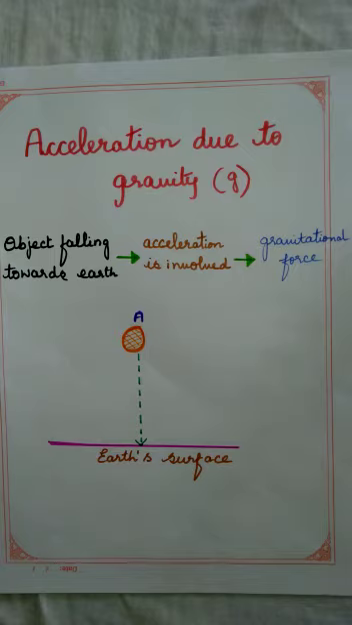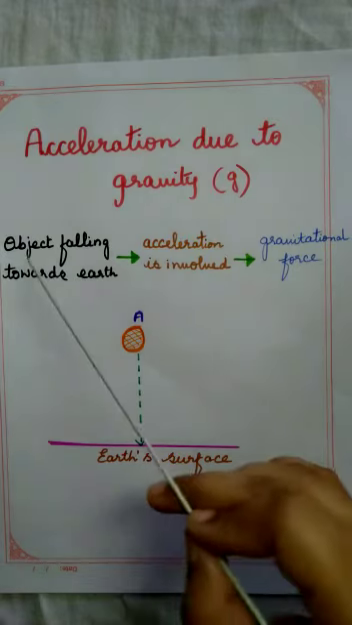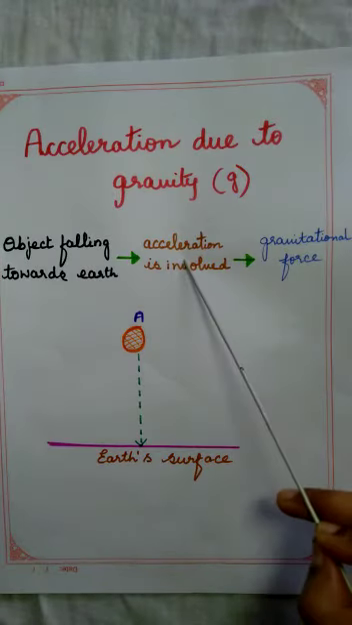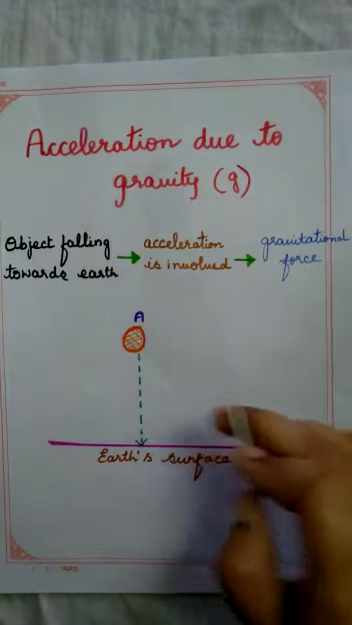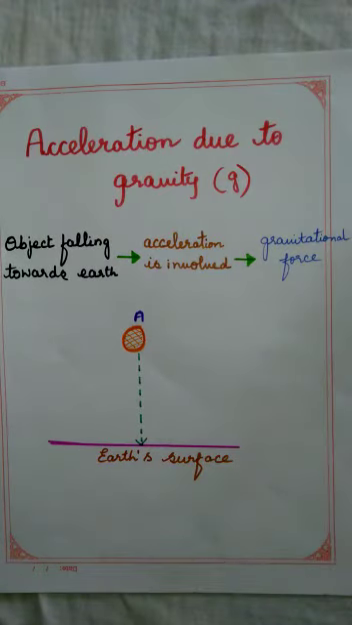Any change in velocity is called acceleration, and hence whenever an object falls towards the earth, an acceleration is involved. This acceleration is mainly because of Earth's gravitational force. Therefore, this acceleration is called the acceleration due to gravity, due to the gravitational force. And this acceleration due to gravity has a constant value that is equal to 9.8 meters per second square.